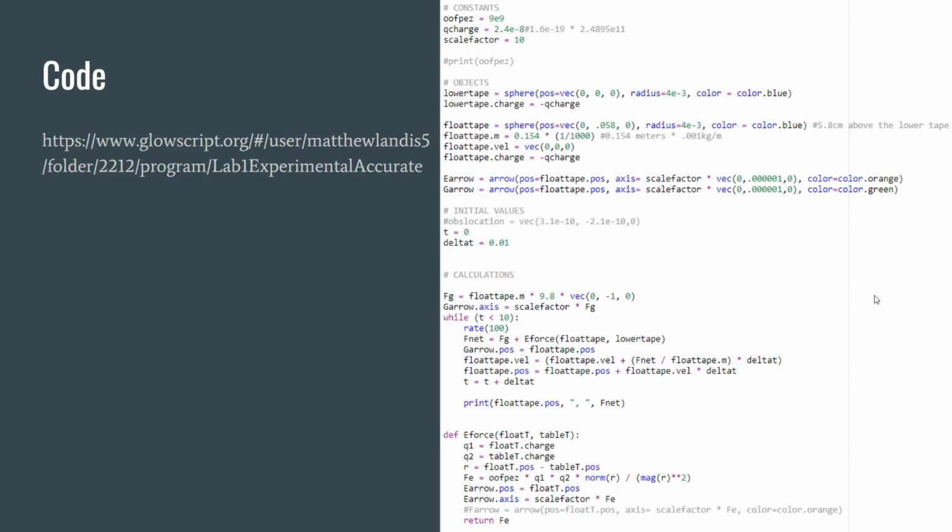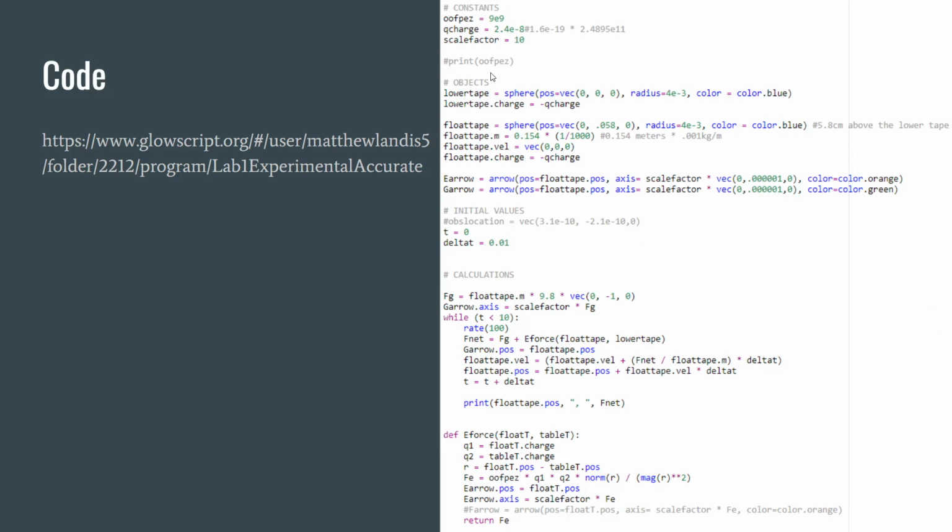On screen now is some of the code I used to model the interaction from the lab. At each time interval, the code solves for the gravitational and electrical forces and combines them to solve for the net force of the floating tape. This can then be combined with the position and velocity update formulas to allow the particle to oscillate slightly while experiencing a nearly net zero force. I've provided a link to my code on this slide and as part of my submission.